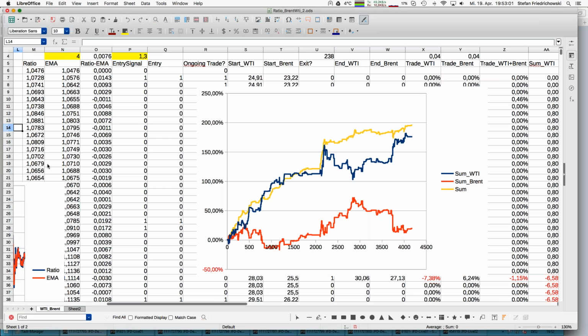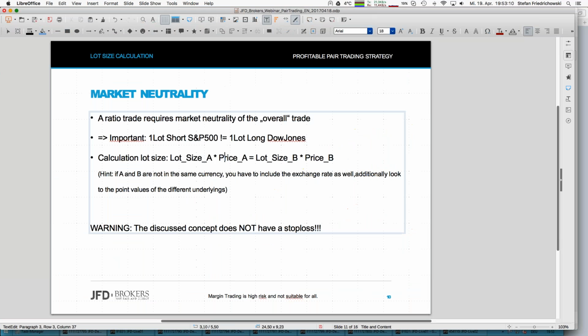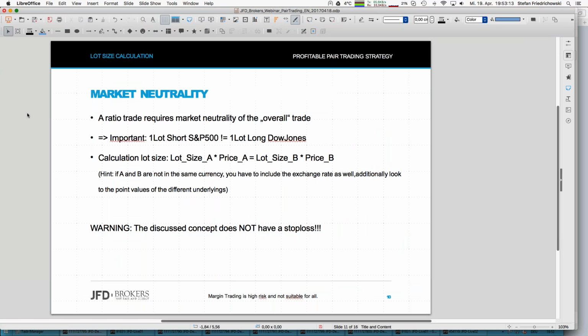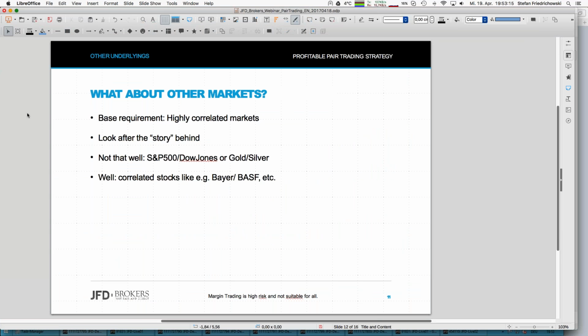But I want to have those trading activities done by an expert advisor finally, and therefore that test phase in a demo account. I promised you that that is not the only example. And just to give you an example here, what is in principle always necessary? For our selection of underlyings, we need highly correlated markets. That's the base requirement for that kind of strategy.